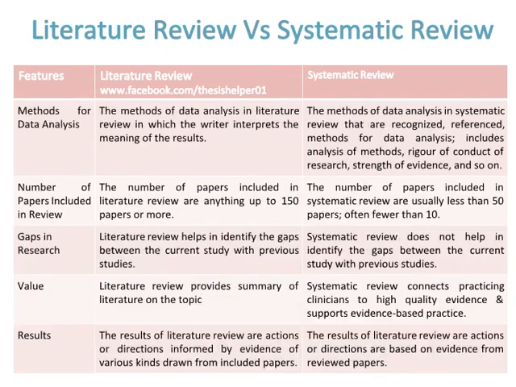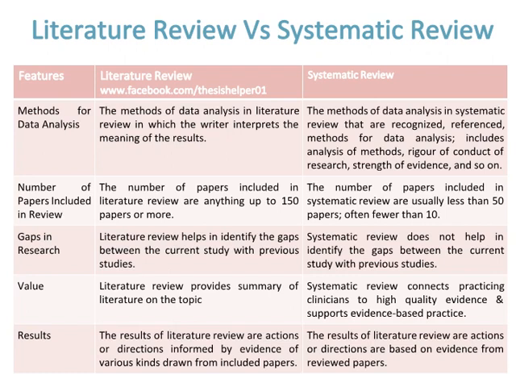The method of data analysis in a literature review is that the writer interprets the meaning of the results, while in a systematic review it uses recognized, referenced methods for data analysis. This includes analysis of methods, rigor of conduct of research, strength of evidence, and so on. The number of papers included in a literature review is anything up to 150 papers or more, while in a systematic review it is usually fewer than 50 papers, often fewer than 10.